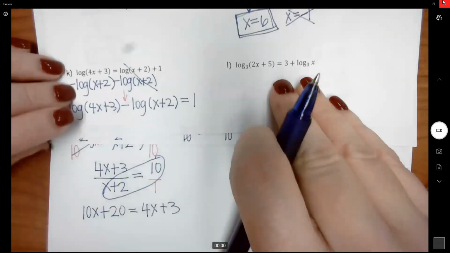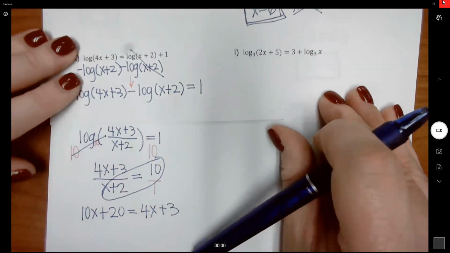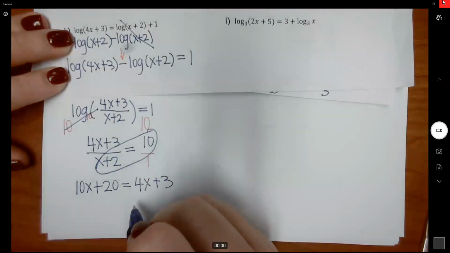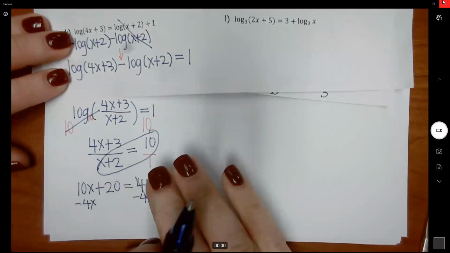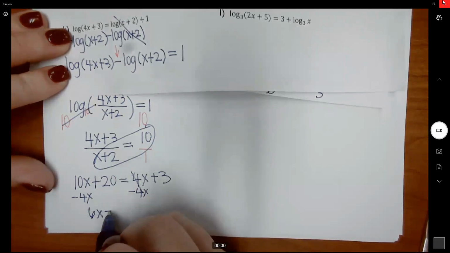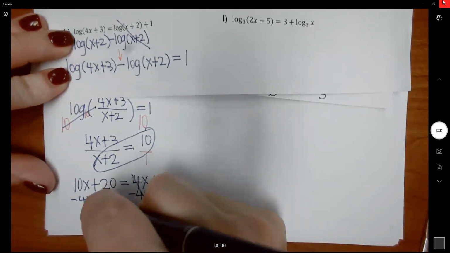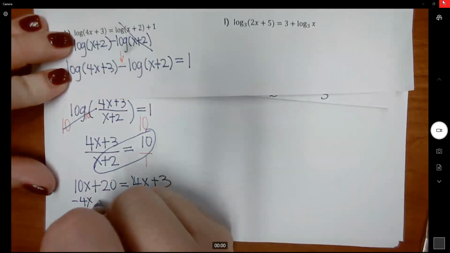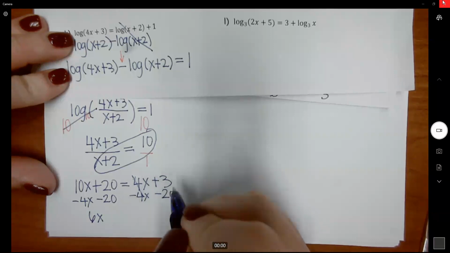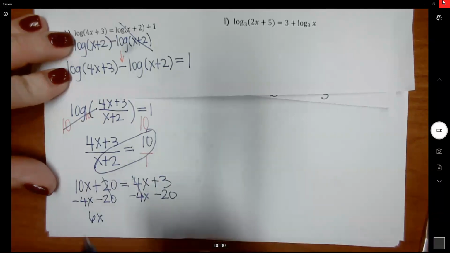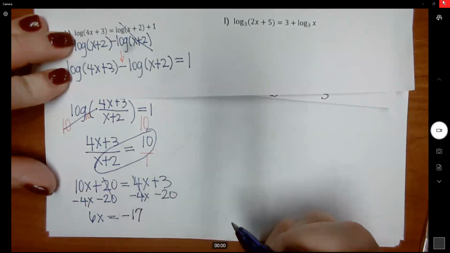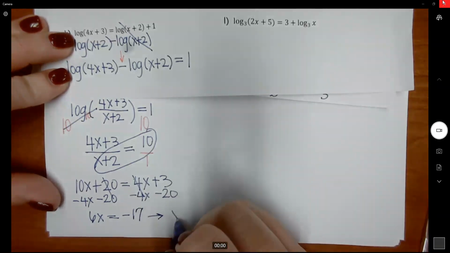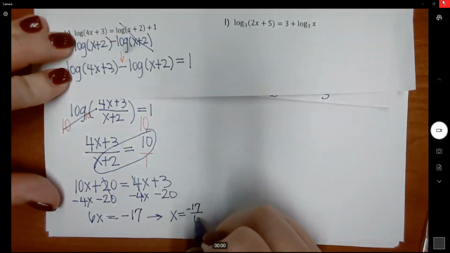Now we have a linear equation again. All right. So we'll subtract 4x over. We get 6x plus 20. And I'm actually running out of room, so let's just subtract our 20 over as well. Cancel, cancel. So 6x equals negative 17. Divide by 6, and we will get x equals negative 17 over 6.